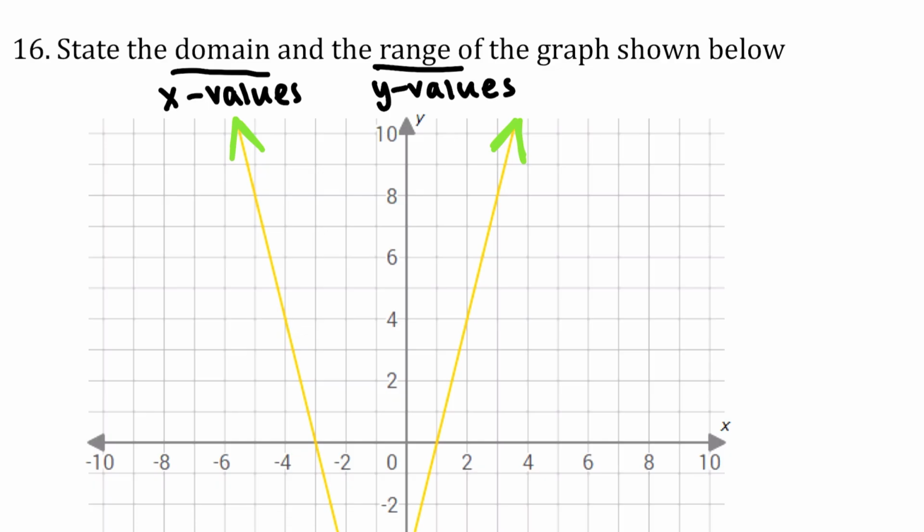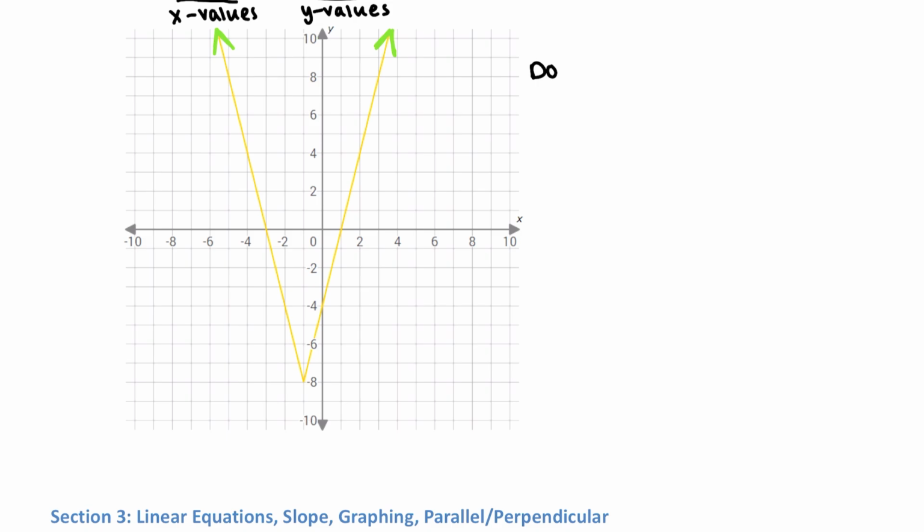So let's do our domain first. When we read domain, we always look from the left side over here to the right side. Just the x values. So we will only be looking at these numbers that I just highlighted. So the smallest x value, we're going to follow. I'm going to highlight to show where I am pointing. We're following this as far left as it can possibly go, which keeps going, right? That's going to keep going on and on and on.